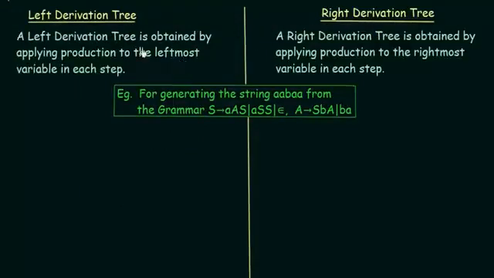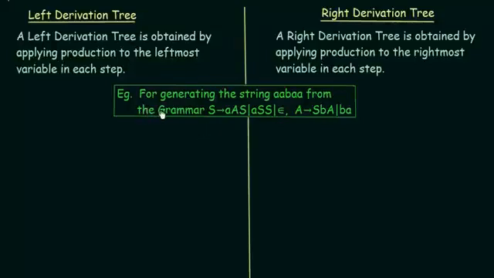So here we have left derivation tree and right derivation tree. These are two types of derivation trees. A left derivation tree is obtained by applying production to the leftmost variable in each step. Okay, and a right derivation tree is obtained by applying production to the rightmost variable in each step. So this will become clear when we take an example. It actually means that whenever we are forming a derivation tree, if we apply the production to the leftmost variable in each step and then move ahead, those are known as left derivation trees, whereas in a right derivation tree we apply the production to the rightmost variable. So this will become clear when we take this example.